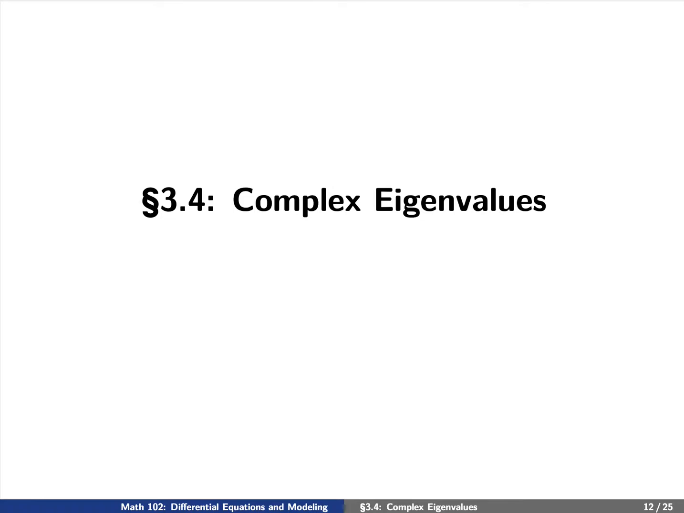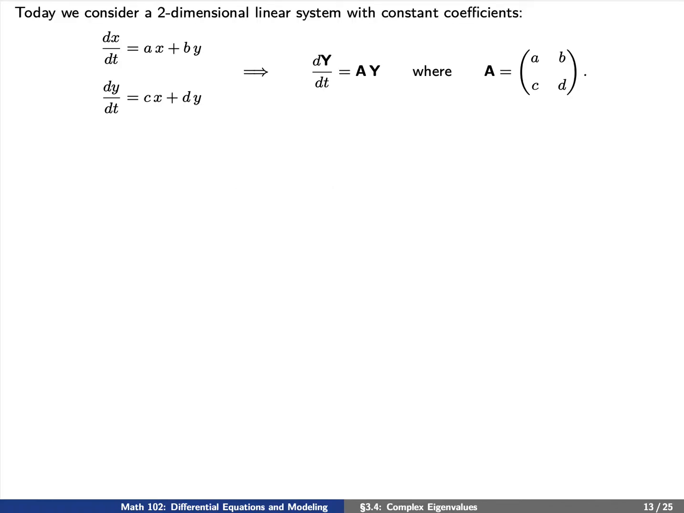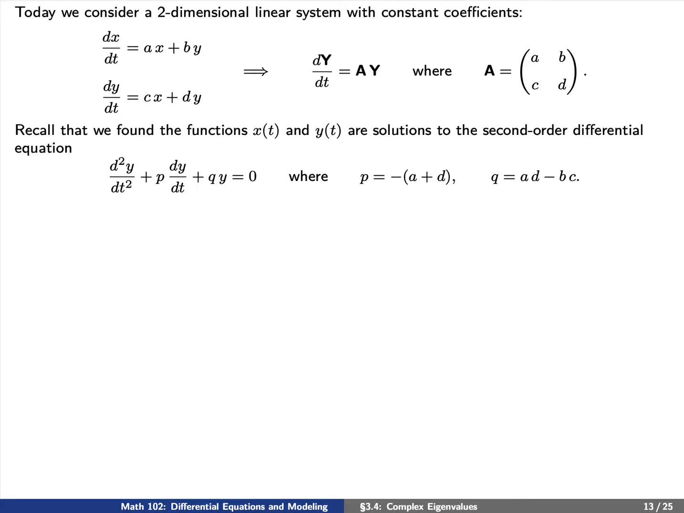Today, we're going to generalize this a little bit and talk about complex eigenvalues. We'd like to consider a two-dimensional linear system with constant coefficients, just like before. Here, we'll express this in terms of a 2 by 2 matrix A. Recall that we found earlier in the course that any functions x of t and y of t, which are solutions to this two-dimensional system, must also be solutions to a second-order differential equation.